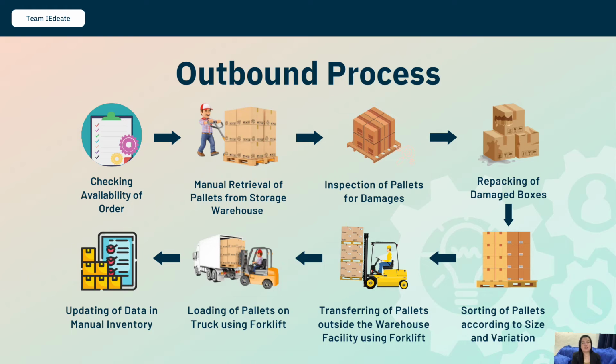Next, another set of warehouse workers is tasked to inspect damaged boxes and tiles that were retrieved. If there are damaged tiles, workers will repack the tiles. Next, the pallets will be sorted according to their sizes and variation. The sorted pallets will be transferred outside the warehouse via forklift or hand truck trolleys.